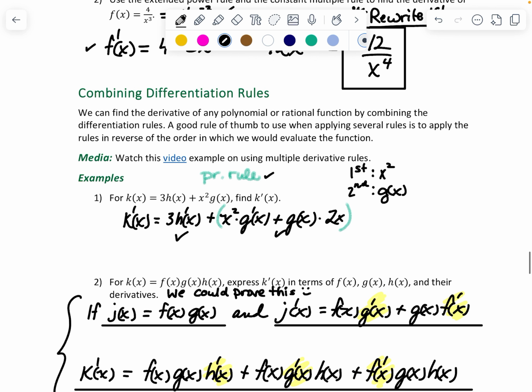Okay, combining differentiation rules, we can find the derivative of any polynomial or rational function by combining differentiation rules. A good rule of thumb to use when applying several rules is to apply the rules in reverse of the order in which we would, of course, evaluate the function.